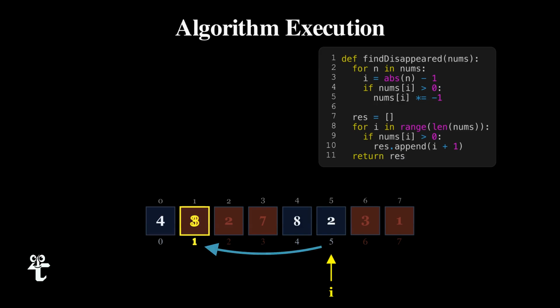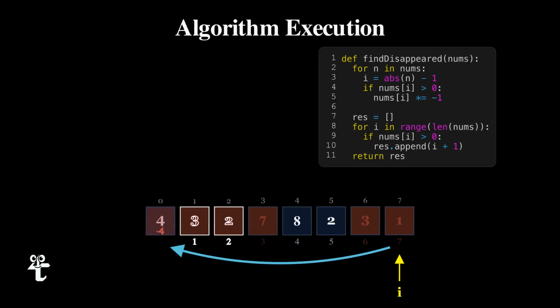Move to index 6. The value is negative 3. Absolute value is 3. Map to index 2. The value at index 2 is negative 2. It is already negative. Move to index 7. The value is negative 1. Absolute value is 1. Map to index 0. The value at index 0 is 4. We negate it to negative 4.